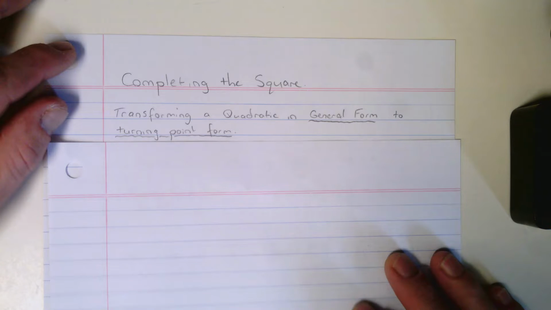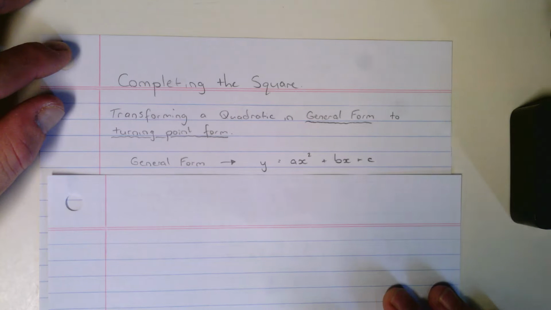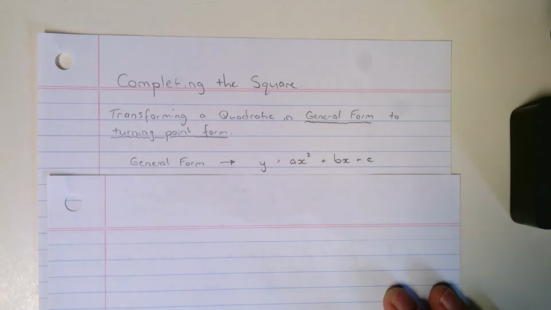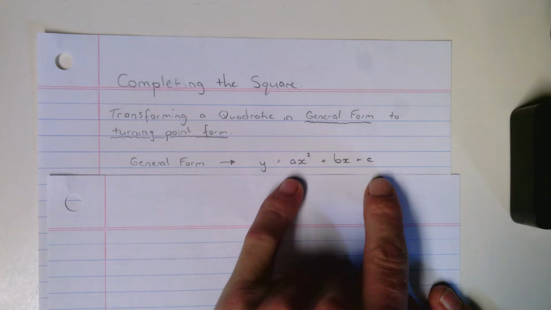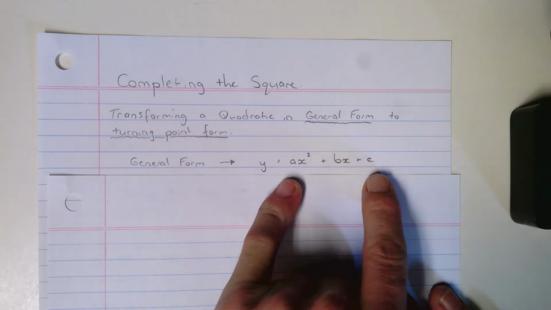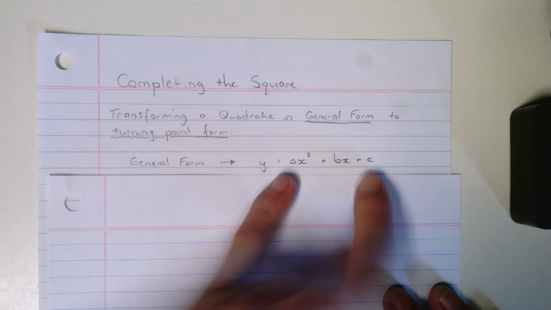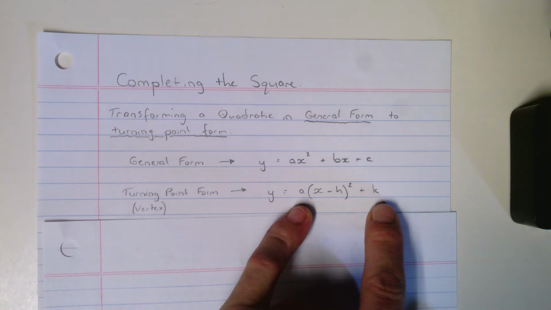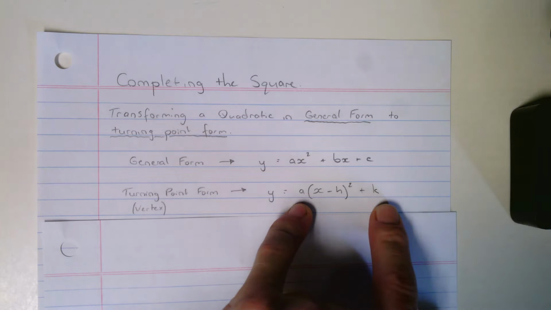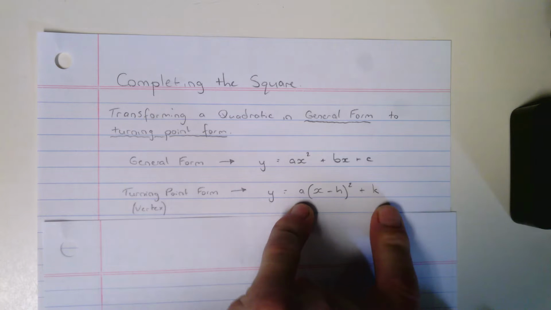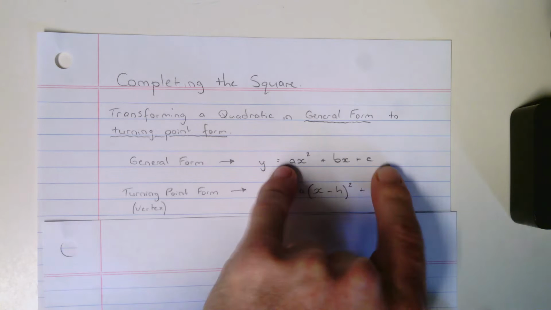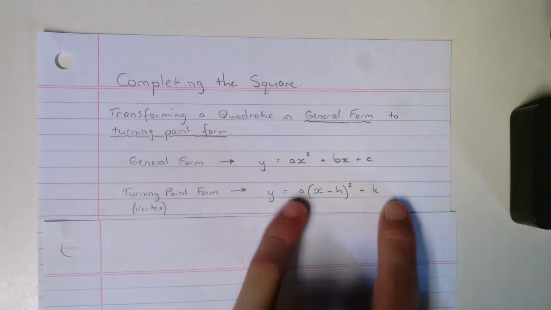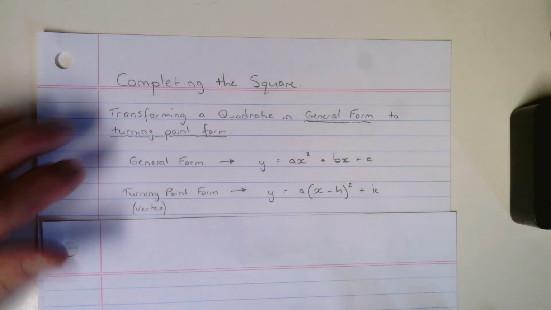If you've forgotten your general form, here it is: y equals ax squared plus bx plus c. This is what we will be getting as a problem, and we will want to turn this form into a turning point form, which looks like this. The way that I simplify it, completing the square is realistically taking a quadratic in general form and putting it into a turning point form like such. So how do we go about that?